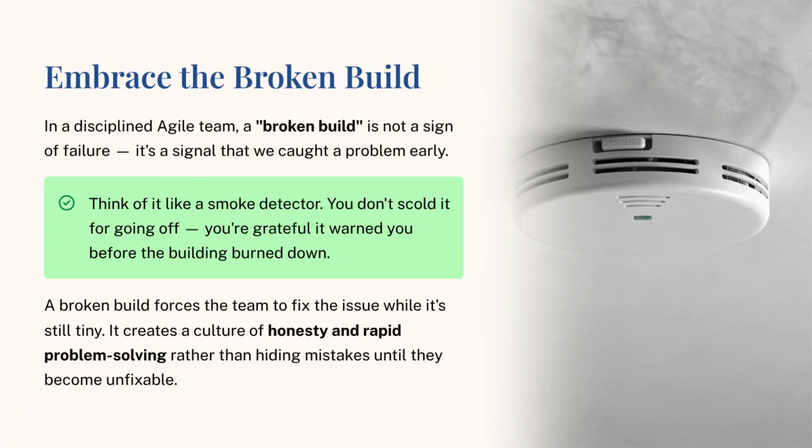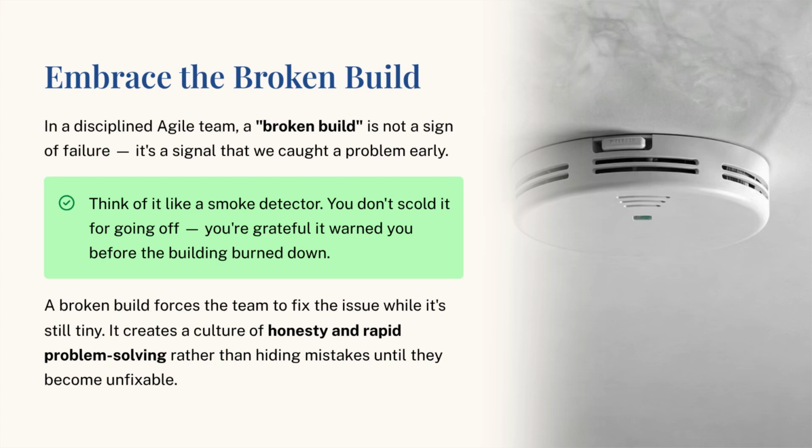In many offices, people think that if the computer system gives an error, it's a sign of failure or incompetence. But in a disciplined agile team, we see it differently. When our CI system reports a broken build, it isn't a reason to panic. It's a signal that we caught a problem early. Technically, a broken build happens when the integrated code fails to compile or pass automated tests. In simple words, it just means stop and look here, we found a snag.